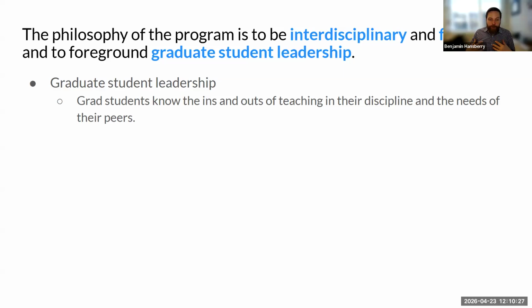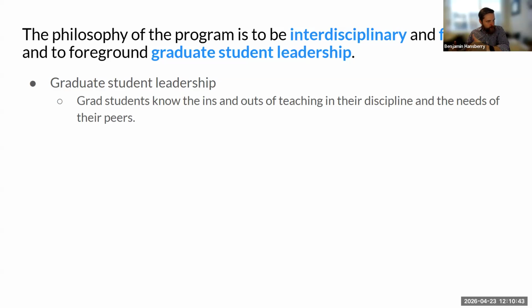But I don't know what it's like to be in each of your departments. I don't know what the particular teaching norms are. I don't know what the particular needs of graduate student teachers are. And so I would only be able to approach things from a pretty broad, abstract perspective.